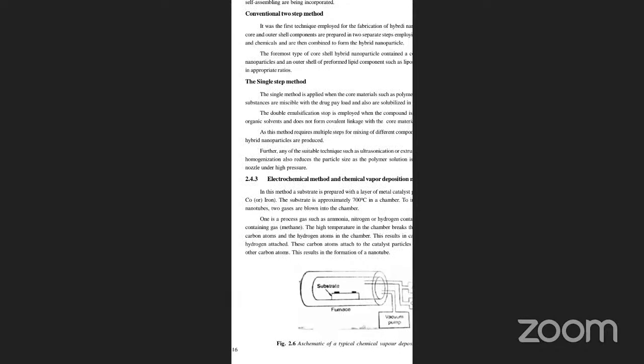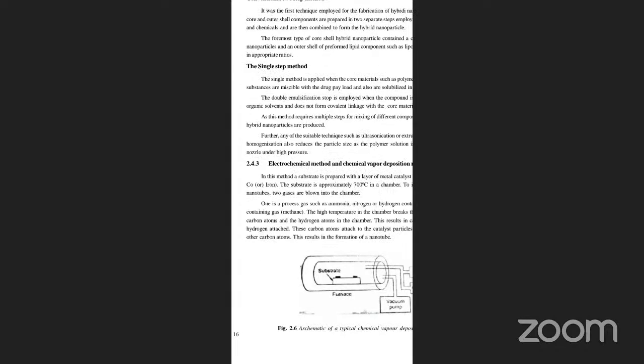In this method, a substrate is prepared with a layer of metal catalyst particles such as nickel, cobalt, or iron. And the substrate is heated to approximately 700 degrees centigrade in a chamber. To initiate the growth of the nanotubes, two gases are blown into the chamber.